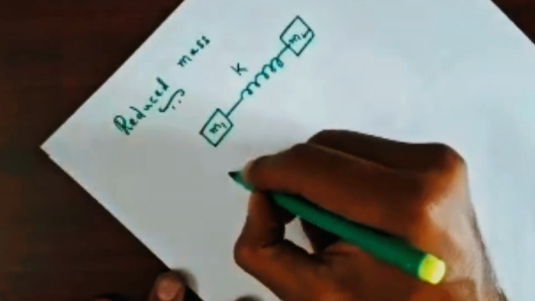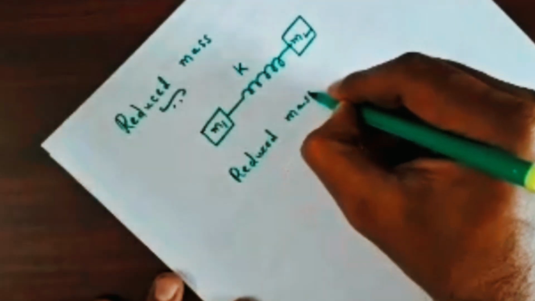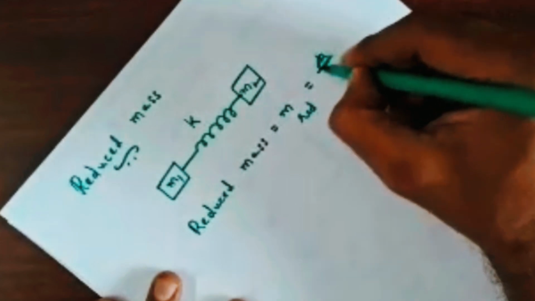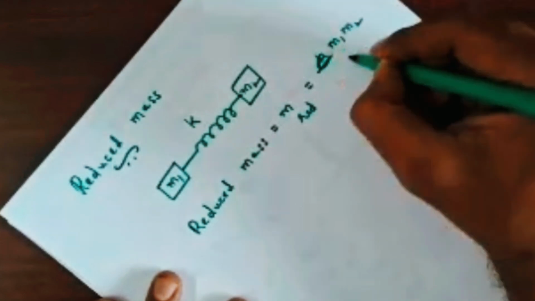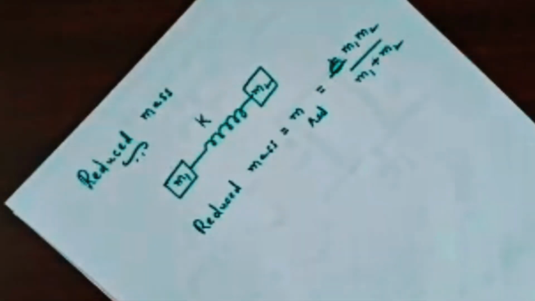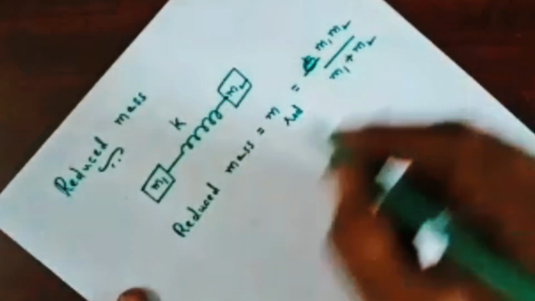In this case, we need to take the reduced mass. What do we need to consider? Reduced mass is equal to m1 m2 by m1 plus m2. This is the value of reduced mass. When two bodies are connected only with one spring, then we need to consider the reduced mass. That formula is m1 m2 by m1 plus m2.